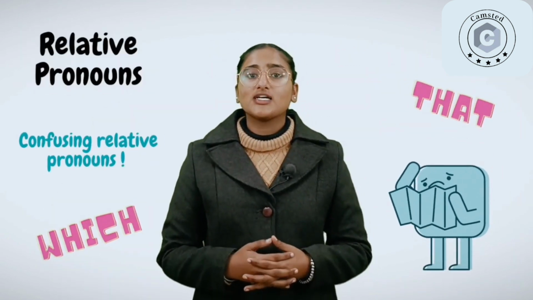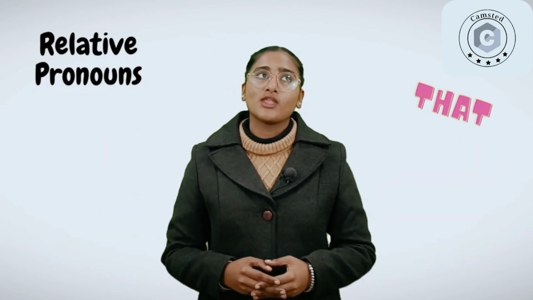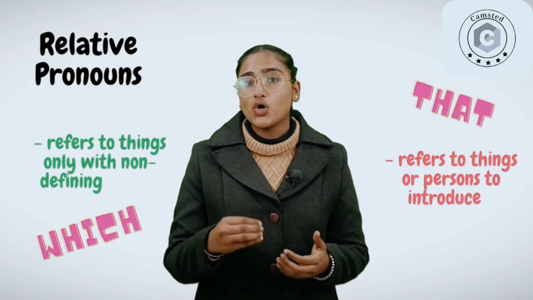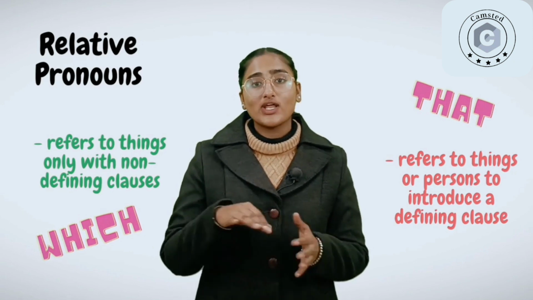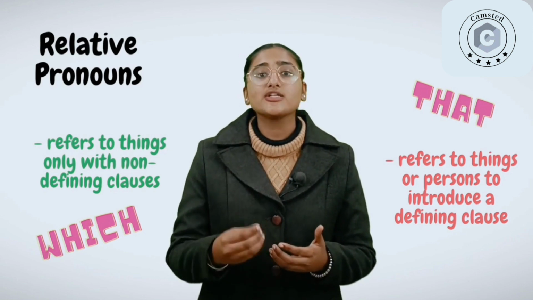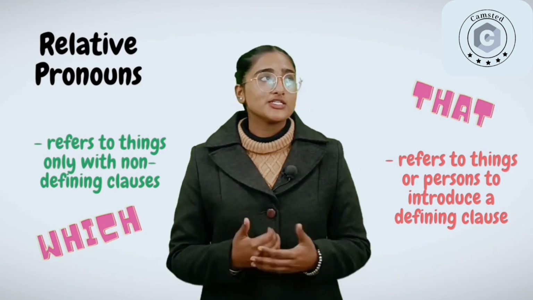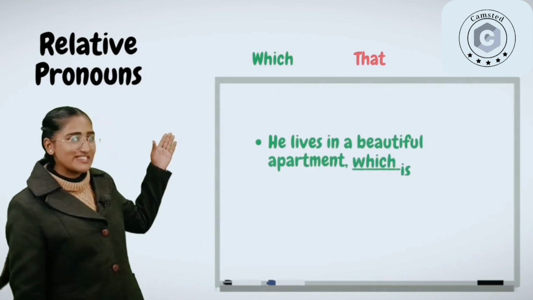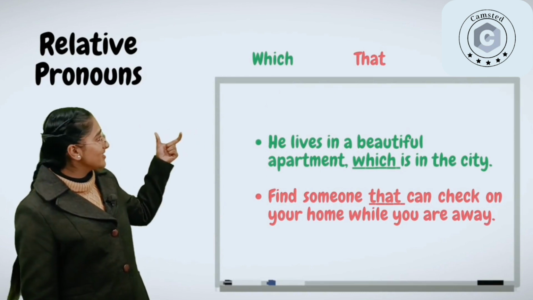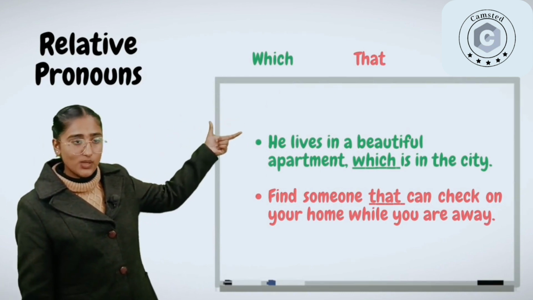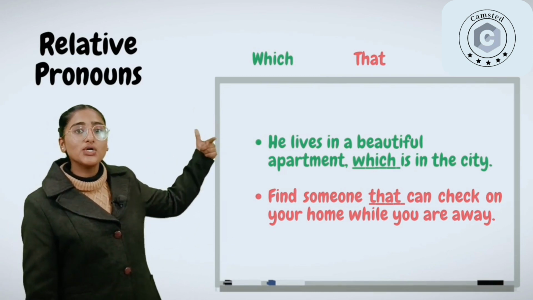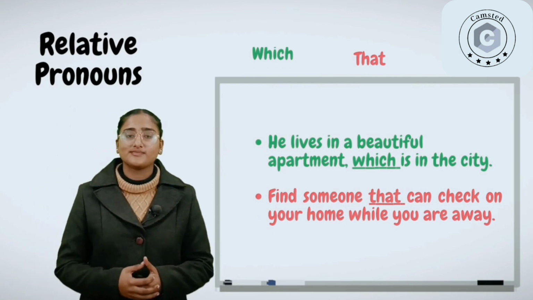Which and that are the other confusing relative pronouns. So, which is used to give reference to things only with non-defining clauses, whereas that is used to give reference to things as well as persons and to introduce defining clauses. So, here are the examples. Which is used here, and this is referring to the apartment, while in the second one, that is used just to give reference to someone, right?